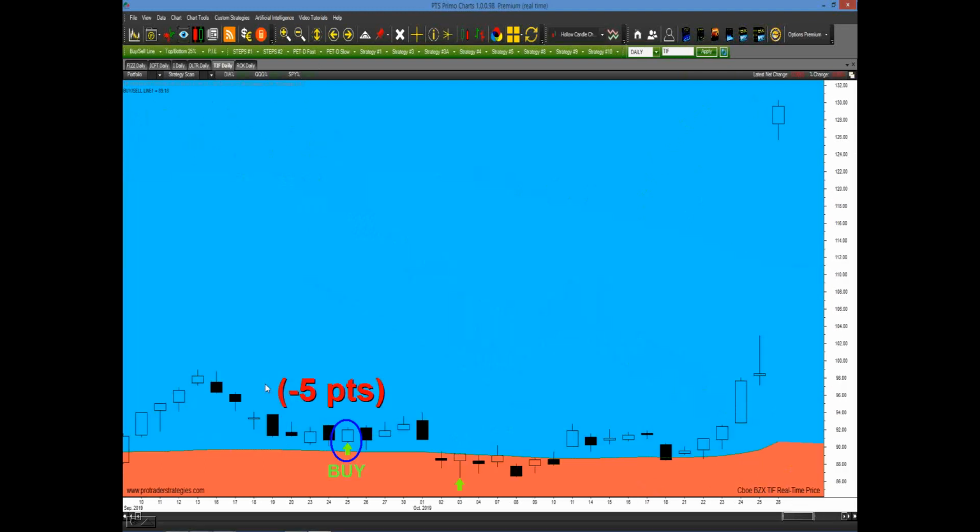Here's another example as we look at this consistency in Tiffany, okay? Now, looking back in hindsight, we see that, wow, this thing took off. I think there were buyout rumors at this point. But had you taken the very first buy signal, well, look what happened. A quick 5-point loss. But you have to stay in the game because another signal was generated about a week later, and that's where you could have recouped it and potentially captured 40 points.